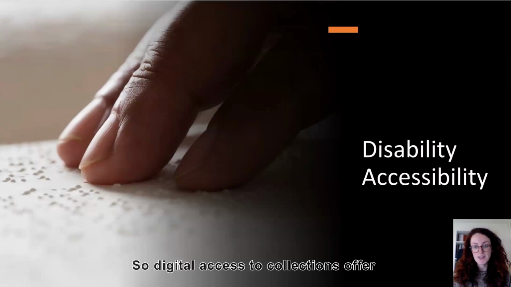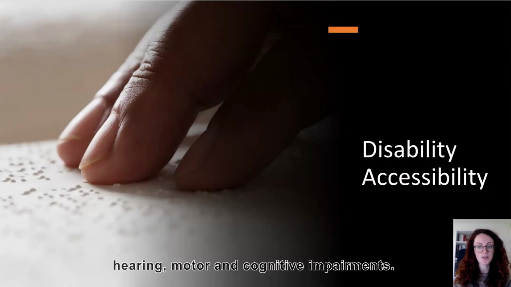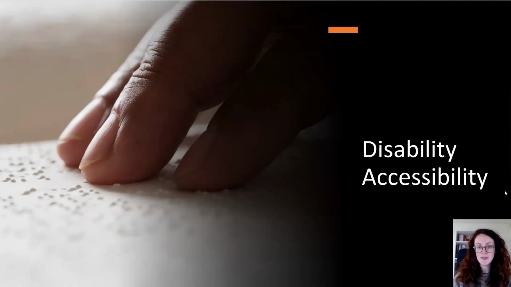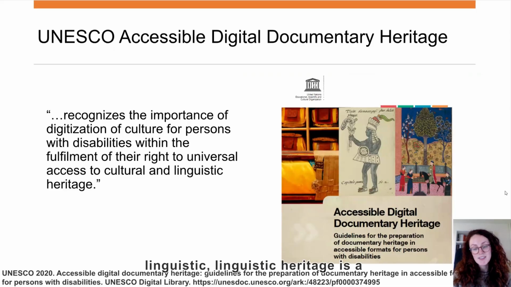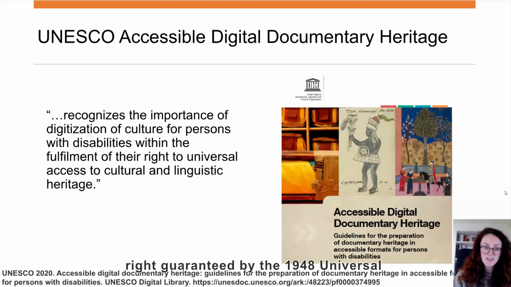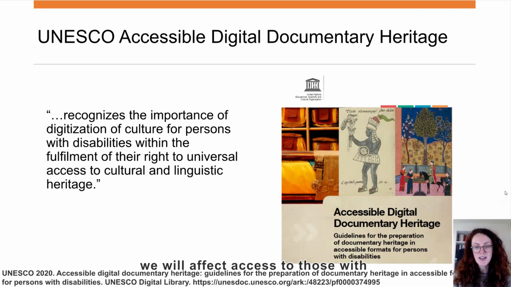So digital access to collections offers benefits to many people with mobility disabilities. However, it often remains inaccessible to people with vision, hearing, motor, and cognitive impairments. Universal access to cultural and linguistic heritage is a right guaranteed by the 1948 Universal Declaration of Human Rights. However, there are still many barriers to access, and with each new technology that we use, we need to be considering how it will affect access for those with disabilities.